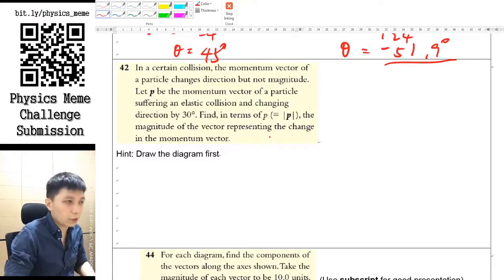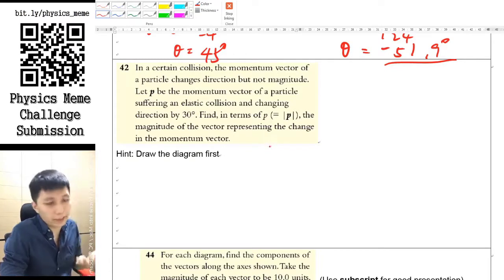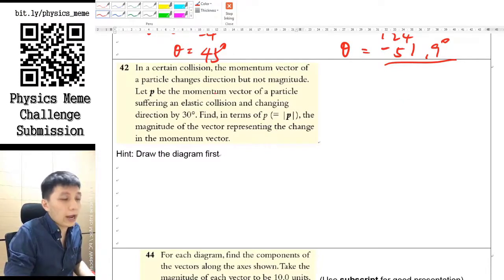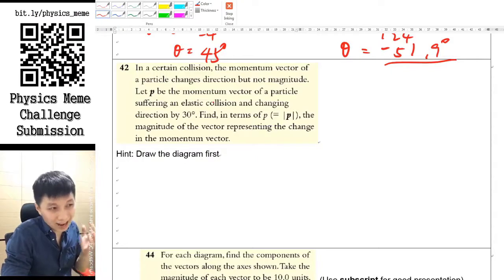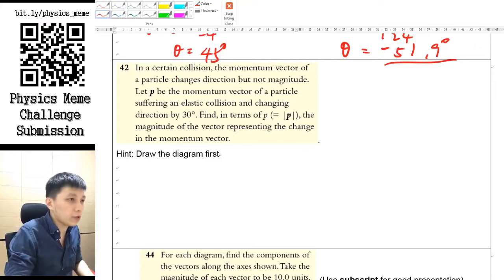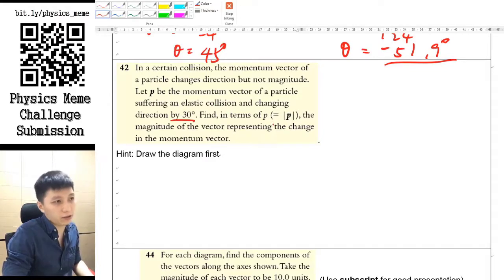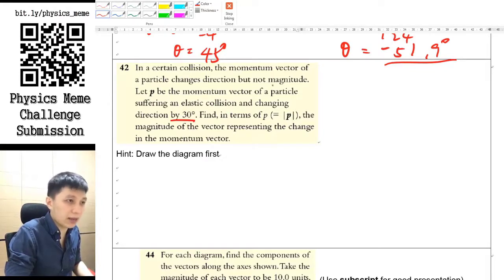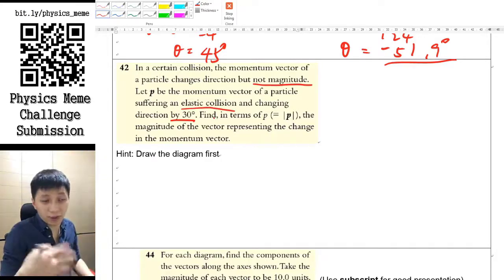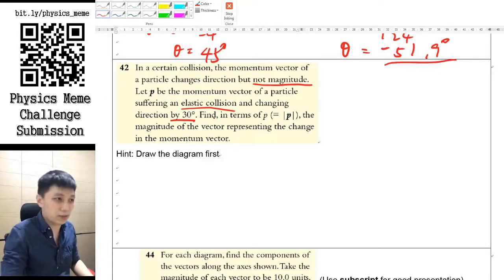Question 42 is probably the one that you find the hardest among all these questions from my experience. So you have to understand what is being asked and also draw the diagram correctly first. So it said there is a particle with certain momentum. It changed the direction by 30 degrees after the collision, but the magnitude doesn't change. So that's why it is an elastic collision, and that's why the velocity is still remaining the same.